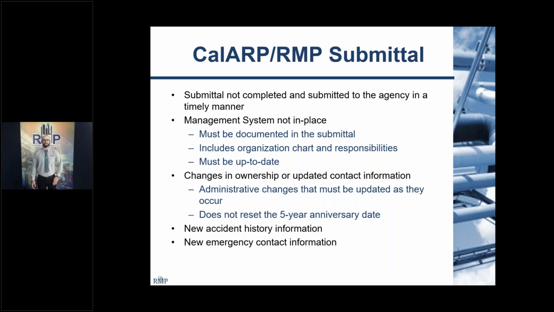Also, things to keep in mind: any new accident history or emergency contact information changes. So just make sure, even if it's a near miss and you didn't actually have a loss of containment, you still want to address that. You still want to make sure that that's recorded, so that when your next hazard assessment or PHA comes up, these things can be addressed.